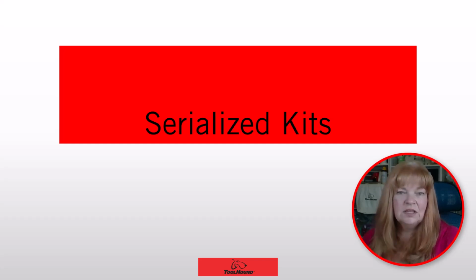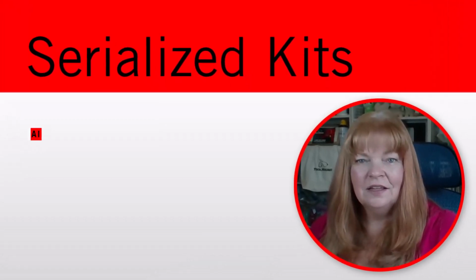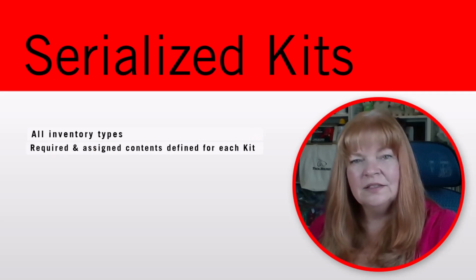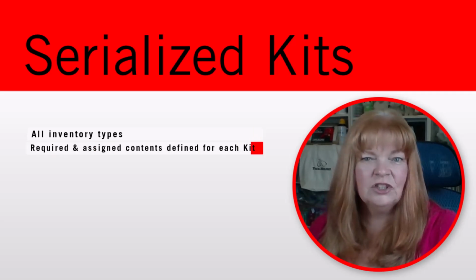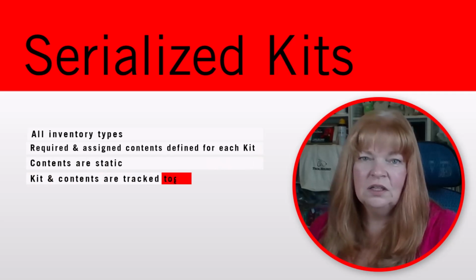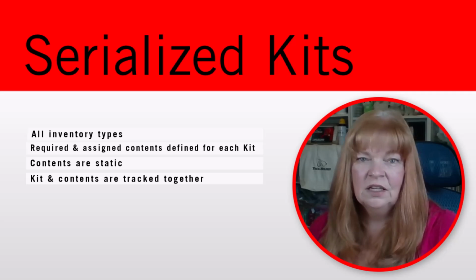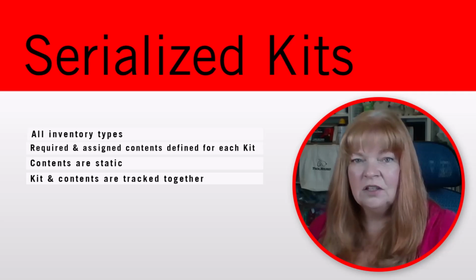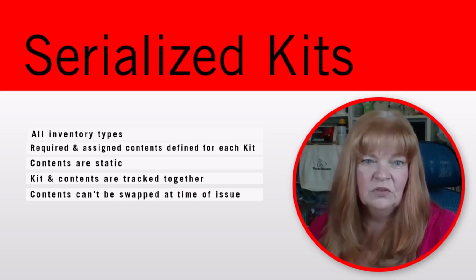Serialized kits are the typical kit, and they can contain all inventory types. Required and assigned contents are defined for each kit and are static. Each kit is uniquely tracked and all the inventory stays in that kit. It goes out together and it's expected to come back together. Kit contents cannot be swapped out at time of issue.